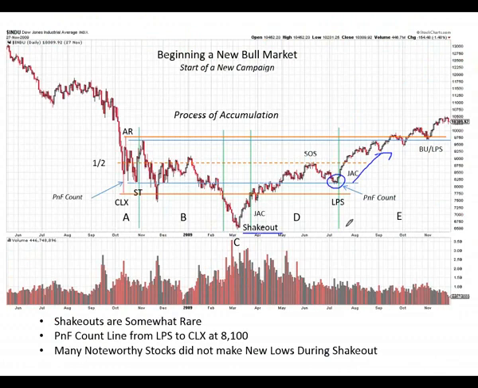And so this shakeout was quite dramatic. So we take our count, as we recall from the count guide, from the LPS over to either the climax or to the preliminary support. And you can see here that with what I've labeled the climax, and I believe that that is the climax, is the most apparent place to take our count to.